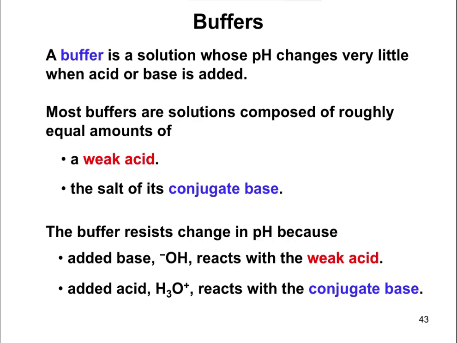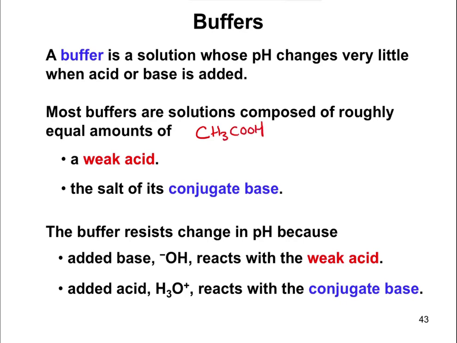So the way that a buffer is made is by mixing a weak acid and its conjugate base. And the idea is that whenever you have a weak acid and a conjugate base present, you're going to have components that can react with either added acid or added base. So let me make an example of a weak acid. The common one is CH3COOH.